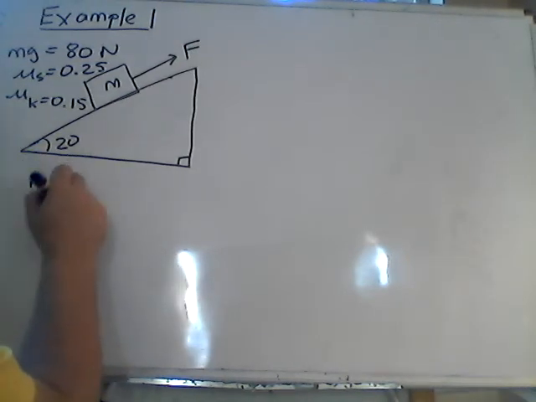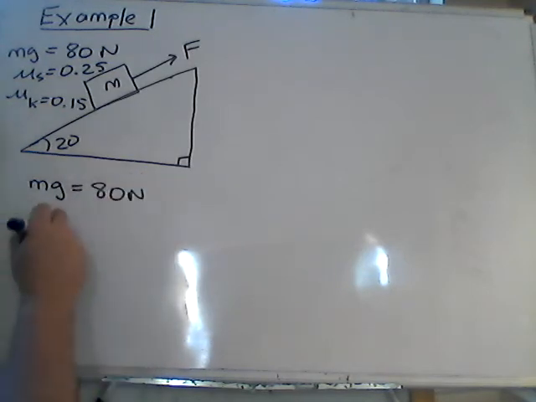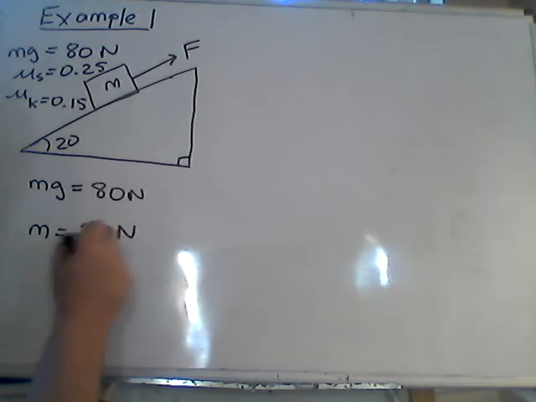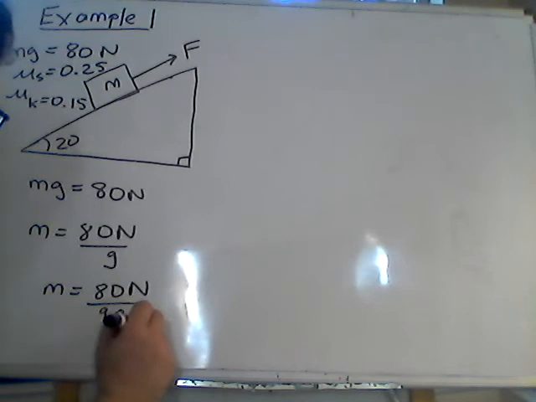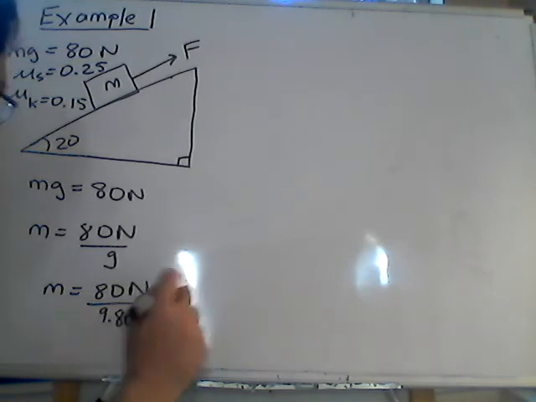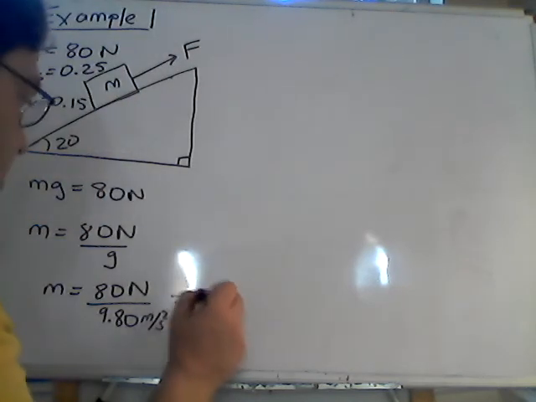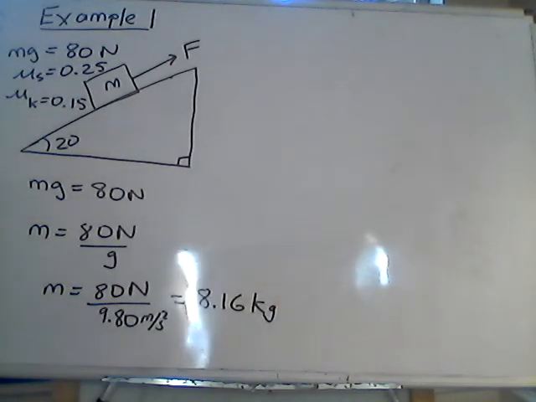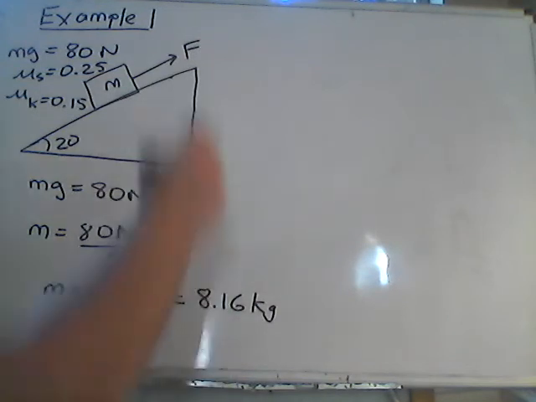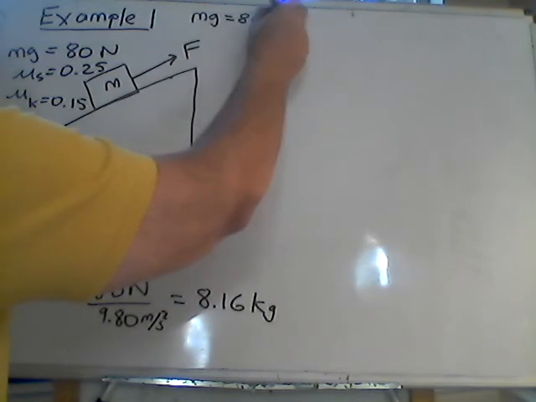We're told that the weight of this block is 80 newtons. So if I want to find the mass, it'd be 80 newtons divided by g, or the mass is 80 newtons divided by 9.80 meters per second squared. So I know right off the bat that the mass is going to be 8.16 kilograms. Let's just work that out. So, information that I need to remember is mg is 80 newtons.